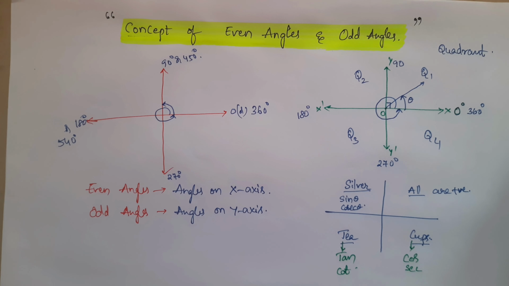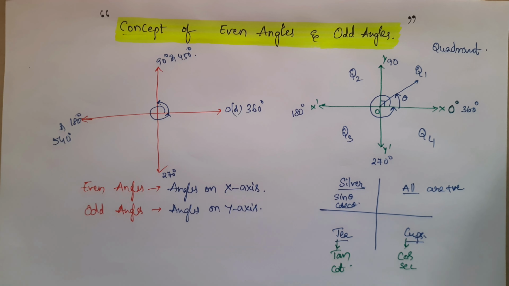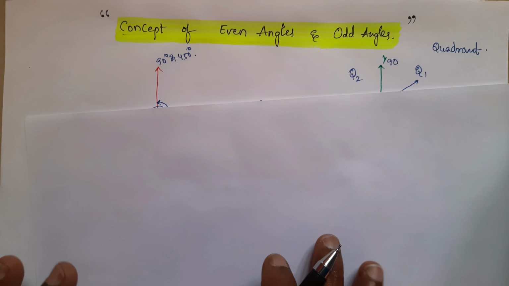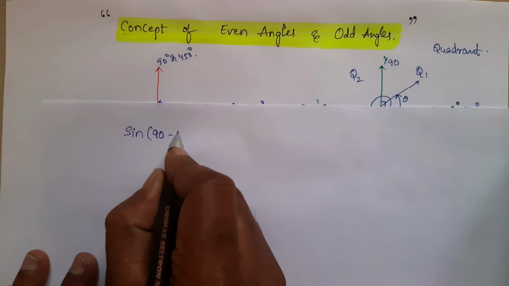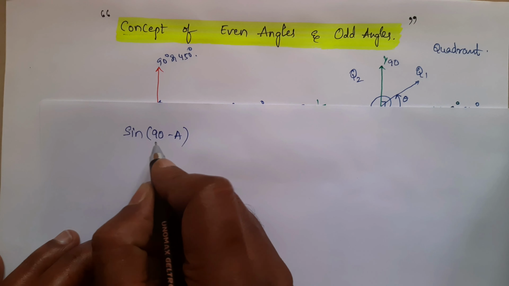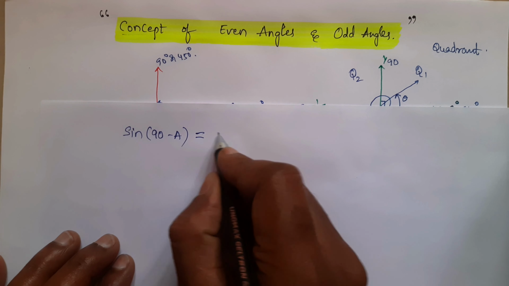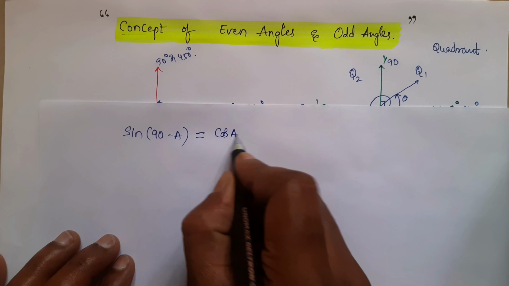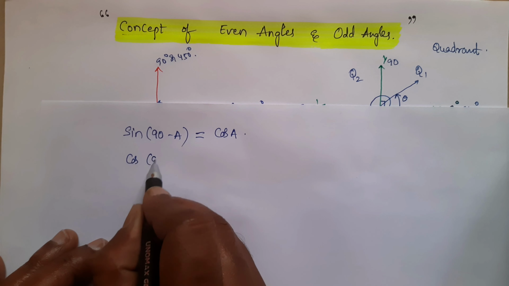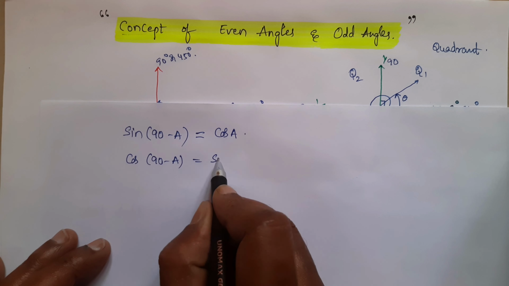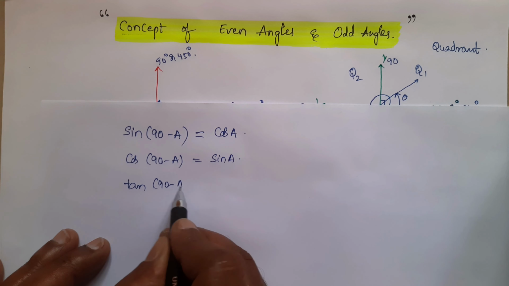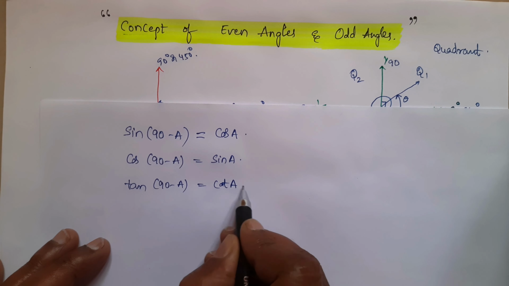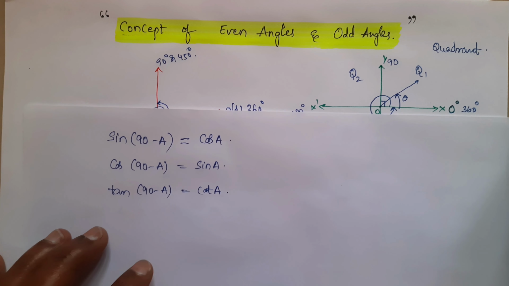Now what is the use of these even angles and odd angles in our trigonometry? See, for example, if it is sine of 90 minus a, where a is some angle, whenever we have 90 minus, we have to take it as cos a. If we have cos of 90 minus a, we take it as sin a, and when we have tan of 90 minus a, we take cot a. Why we take it like this, I will explain.